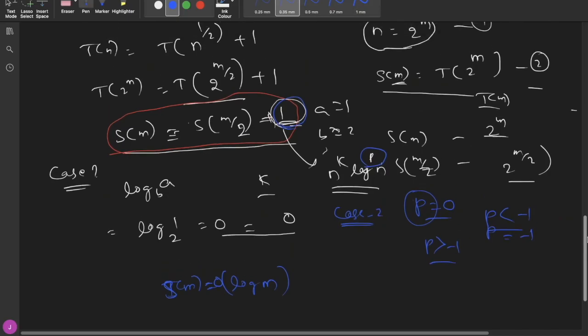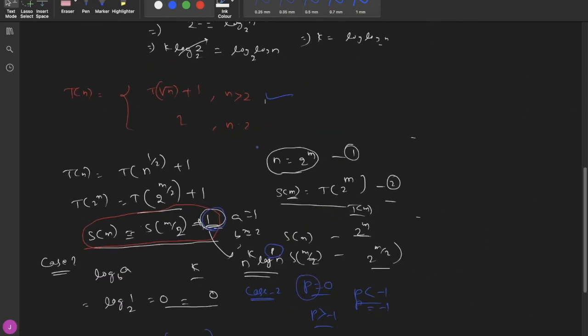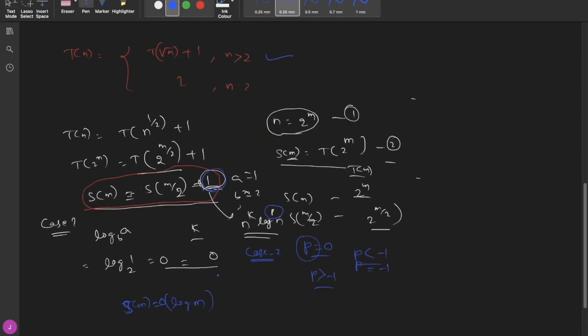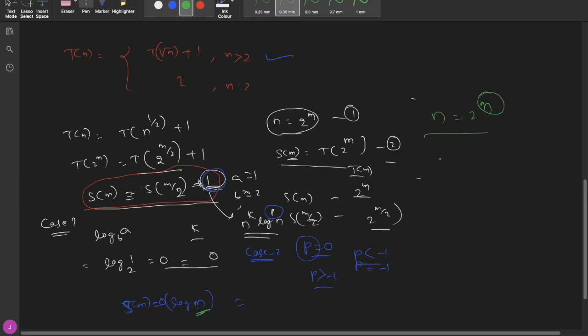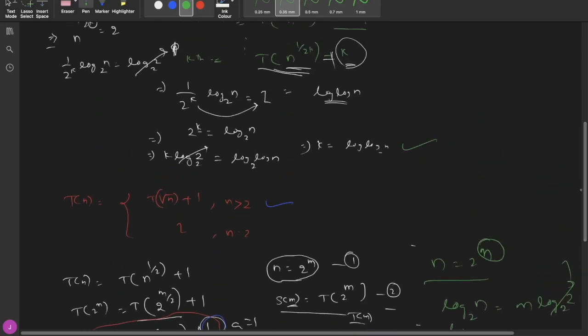But the actual question is not in the form of m, it is in the form of n. We made it in the form of m for our convenience. To convert this m into n, we have to convert m in terms of n. Now again we have to backtrack. Here n equals 2 power m. I want to find this value of m. I can apply the logarithm on both sides. The base is 2, so I am getting log n equals m log 2 base 2. I am getting here 1, so m is log n. Now I am replacing this value here. I am getting order of log n. So this is equal to the value we got from the substitution method. So both are equal.